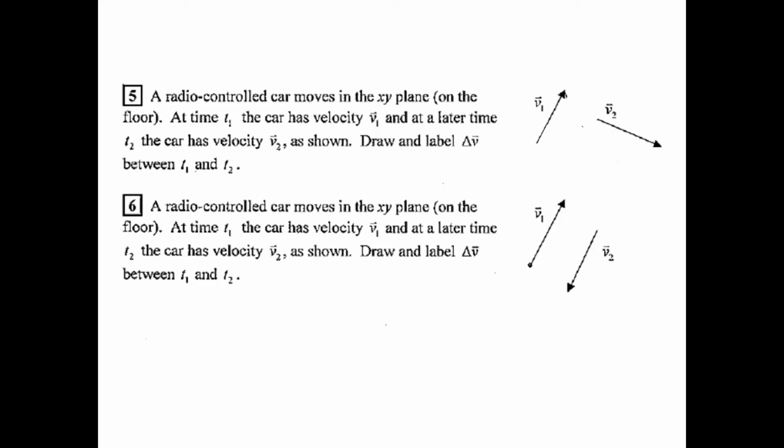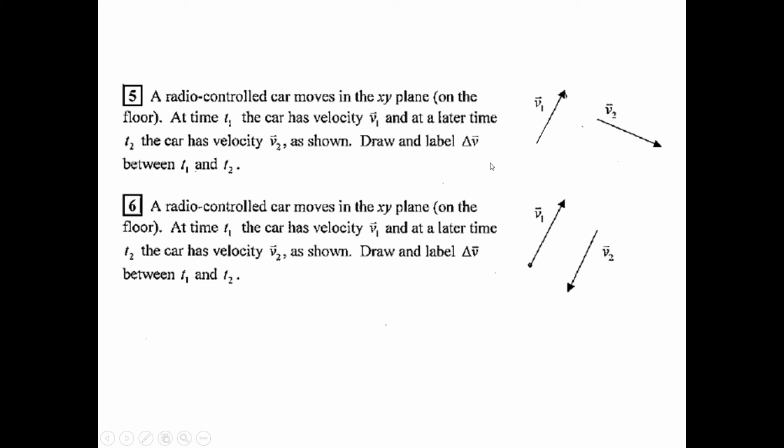Okay, back to the problems that we set up before the end of the last video. We've got a radio-controlled car moving around on the floor, which is pictured here on the plane of the page. And we're imagining at some time t1, its velocity vector looks like this. At time t2, it's actually turned somewhat down and to the right, and it's got a different velocity vector, which has about the same length, but different direction. Draw and label delta v.